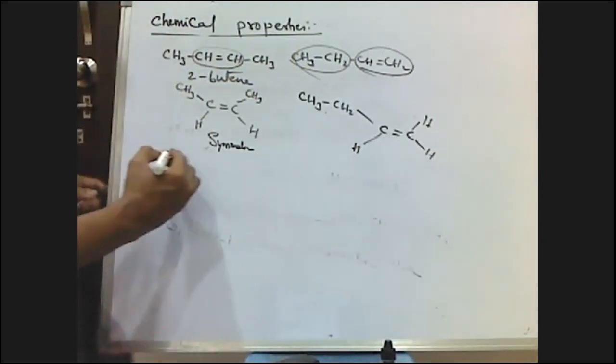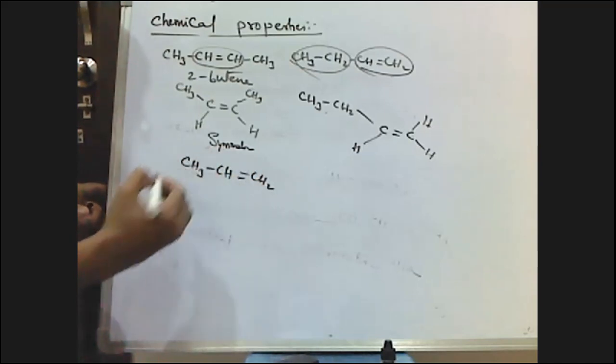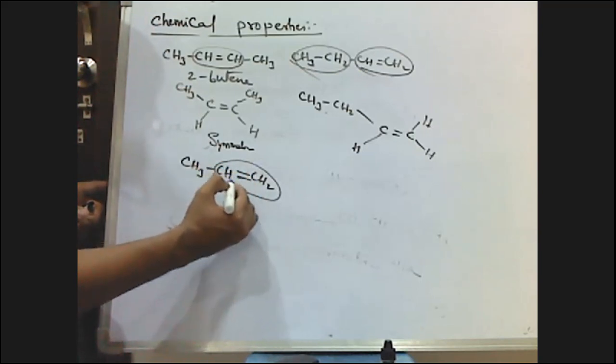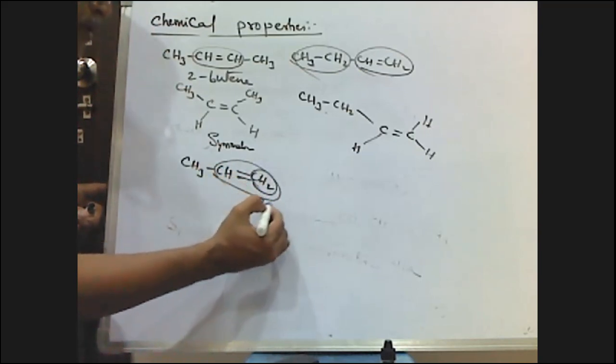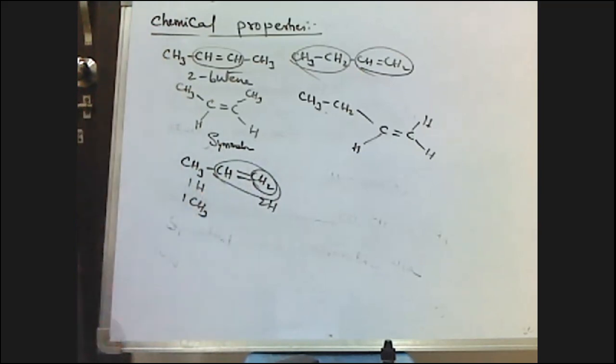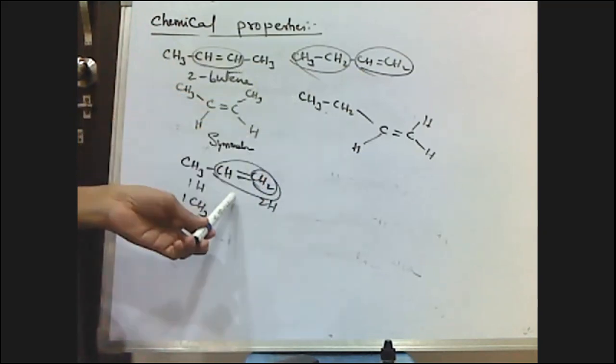For example, if you take propene, propene is an unsymmetrical alkene. Why? Here, on the carbons having the carbon-carbon double bond, on this side there are two hydrogens, but here there is one hydrogen and one methyl group. That's why it is an unsymmetrical alkene.